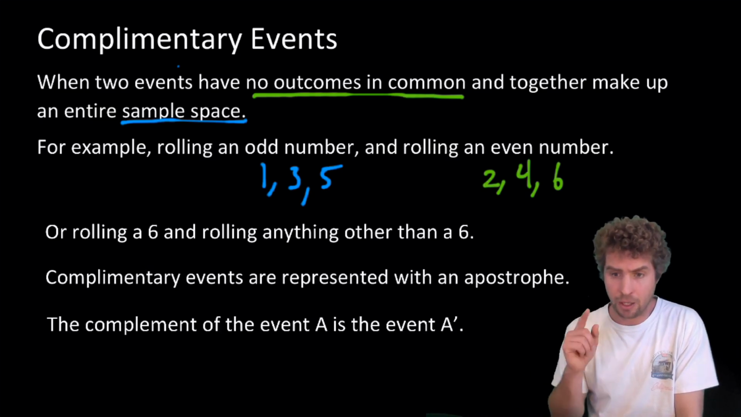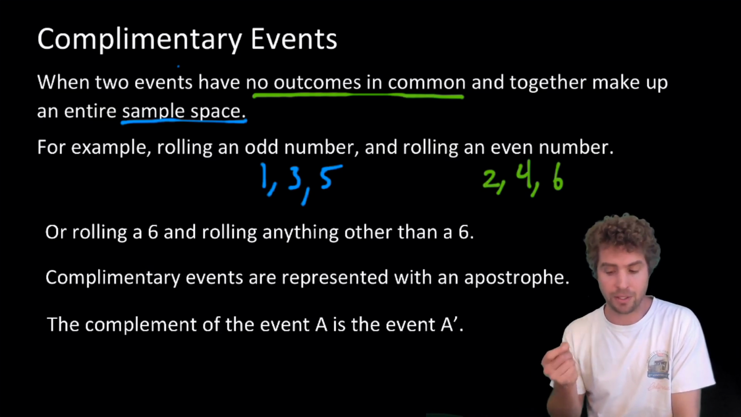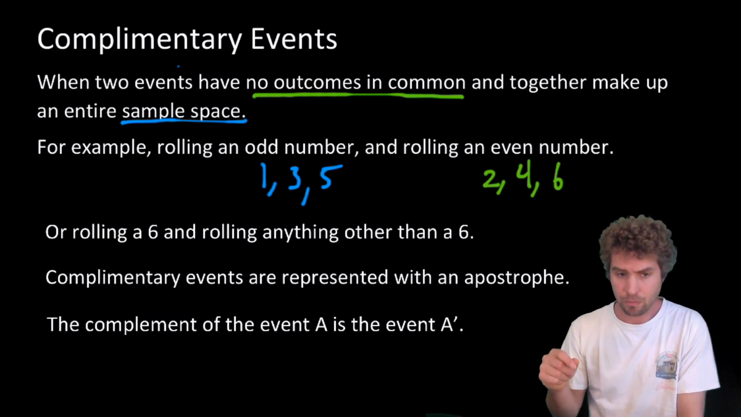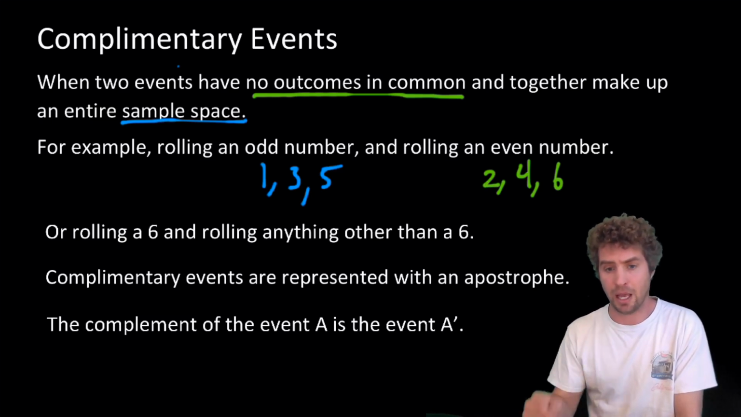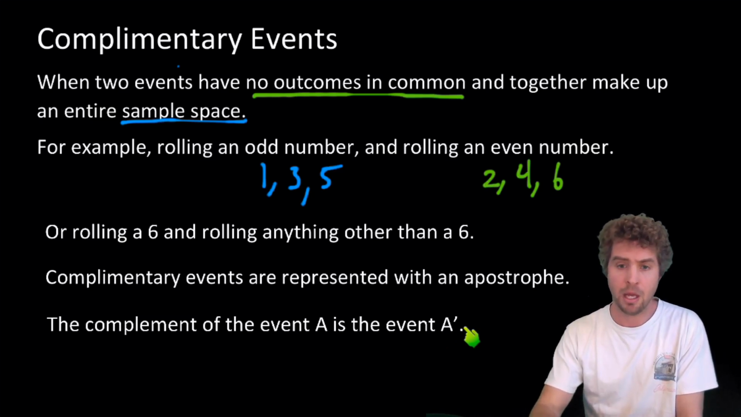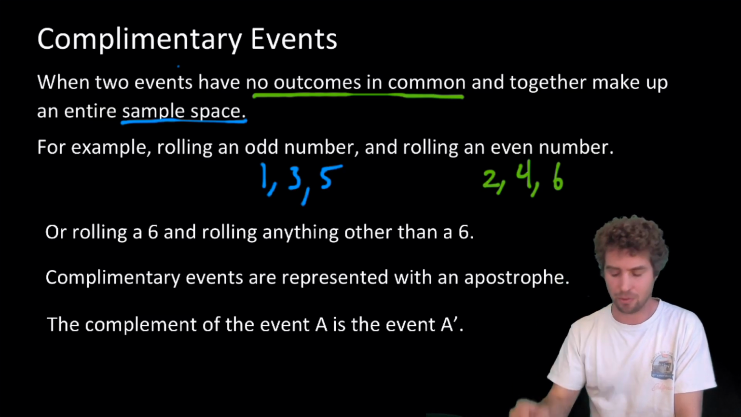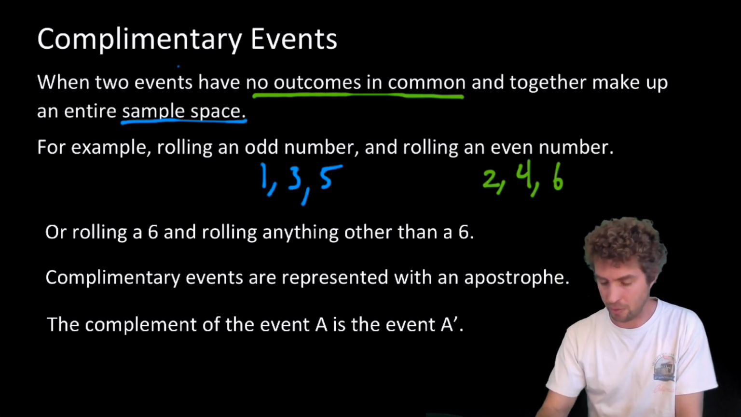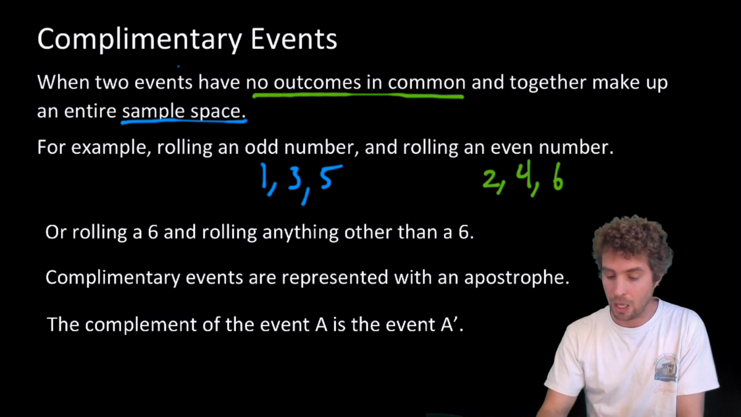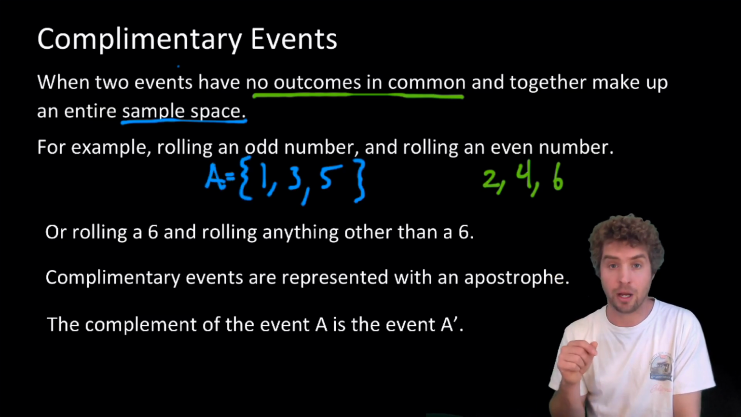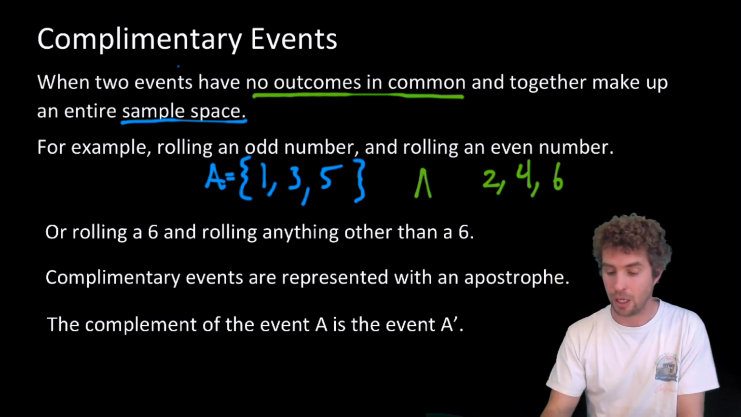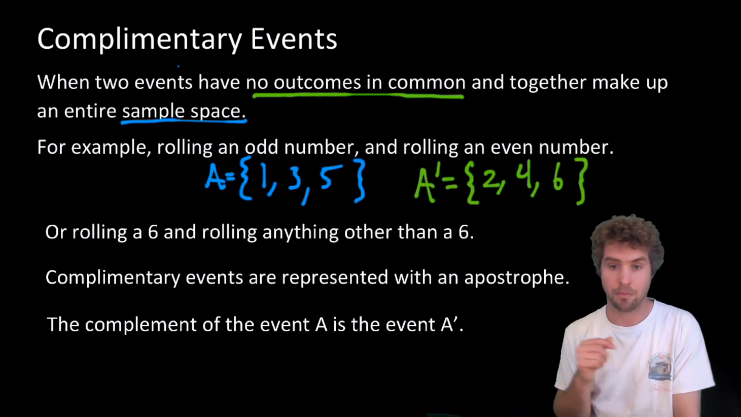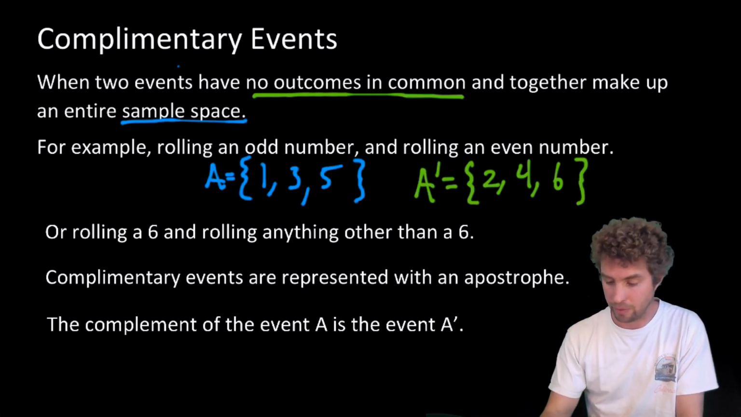Couple of notation notes for complementary events. They're represented with an apostrophe. So the complement of A is the event A prime, or A tick. I know there's different ways of pronouncing that, but that's how it always looks. So if we said the 1, 3, and 5 are event A, then 2, 4, and 6 would be A prime, with a little apostrophe up there.